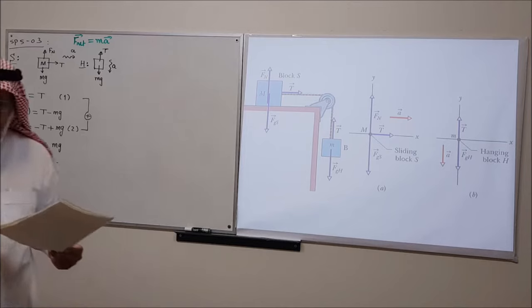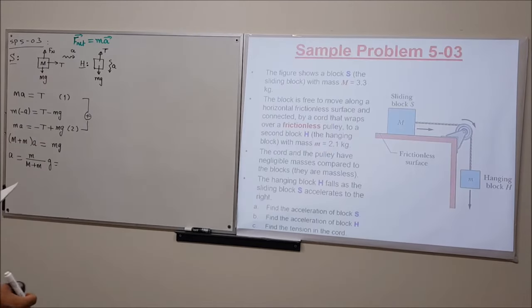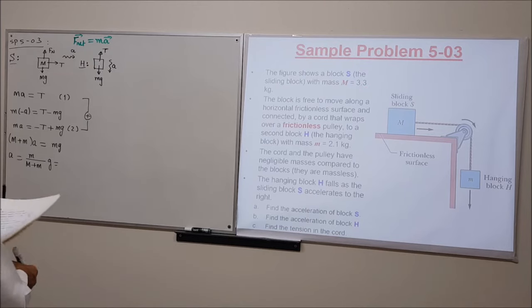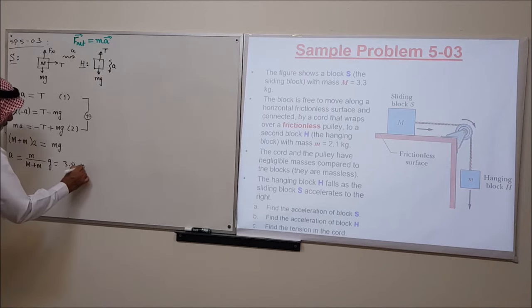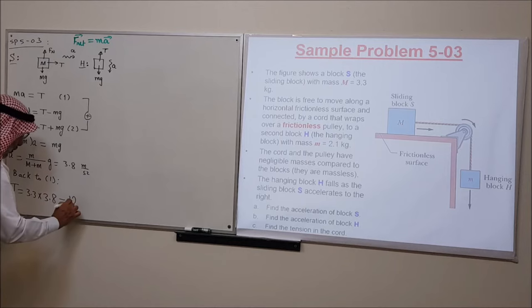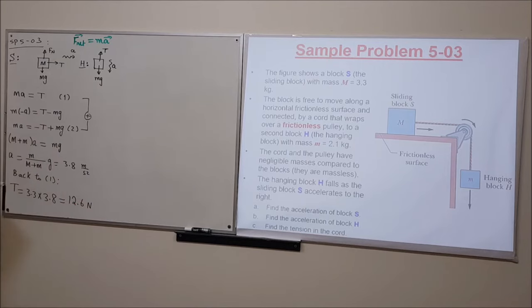Do we have the masses? Yes, the masses are given in the problem. Capital M is 3.3, small m is 2.1. Put them in here, multiply by 9.8, and you will have this as 3.8 meters per second squared. Now you can go back to equation 1 to find the tension, and the tension is equal to capital M, 3.3, multiplied by the acceleration 3.8, and that will give us a value of 12.6 newtons. And there we have it.